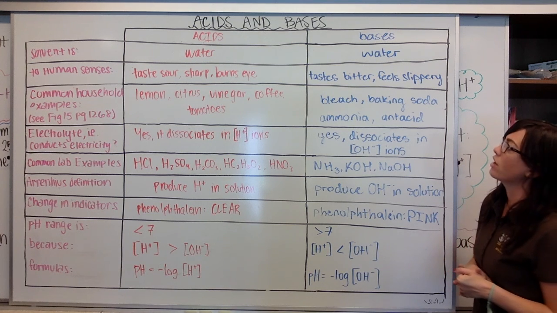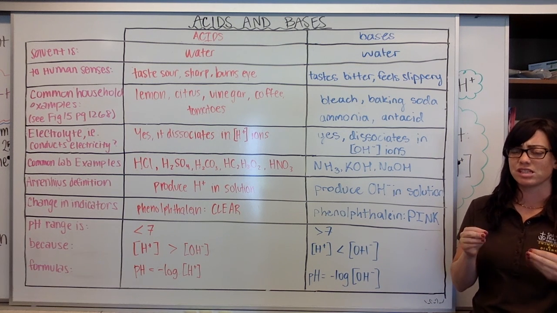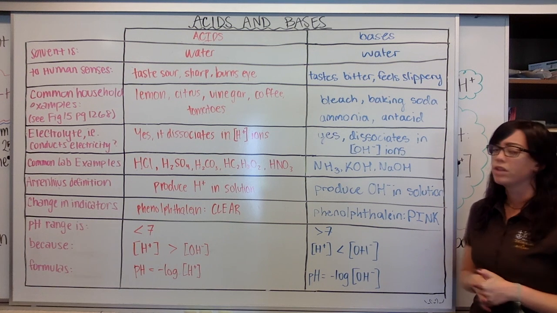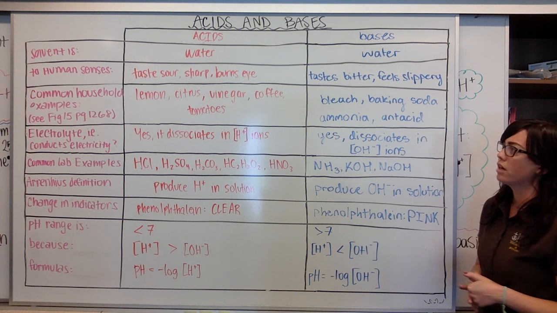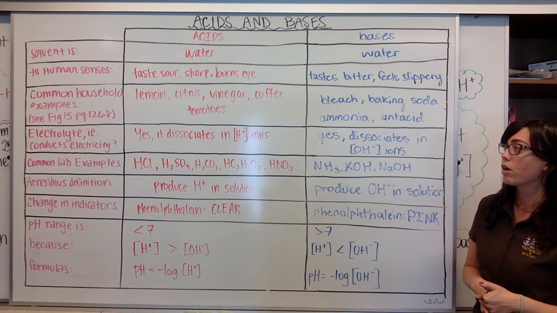But bases, on the other hand, are something that taste bitter. They often feel slippery. Examples include bleach, baking soda, ammonia, antacid. These are all common household examples of both acids and bases. You can find more of them in your book.